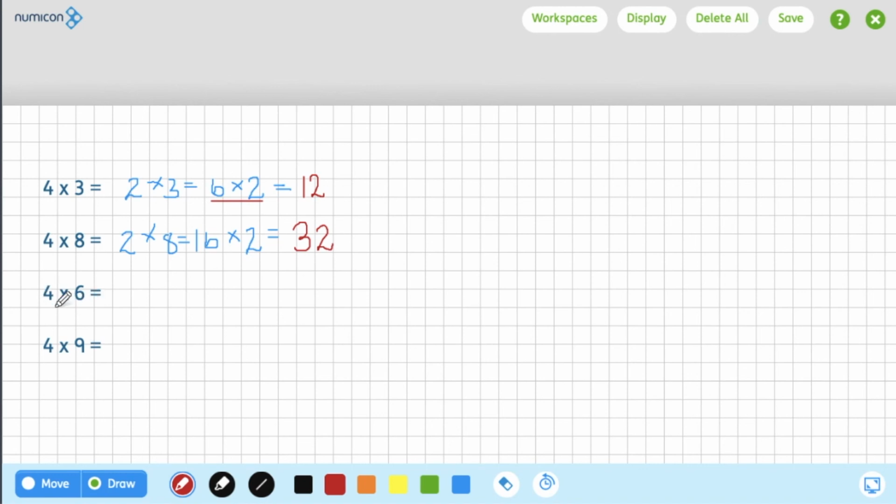Or 4 times 6. 2 sixes is 12, so I know that's going to be 12. I'm going to double my 12 again, and I'm going to get 24. Or 4 times 9, ooh, tricky. 2 times 9 is 18. So if I just have 18, I'm going to double 18, and you can write out a double by just adding it again. So 18 add 18, and I'm going to get 36.